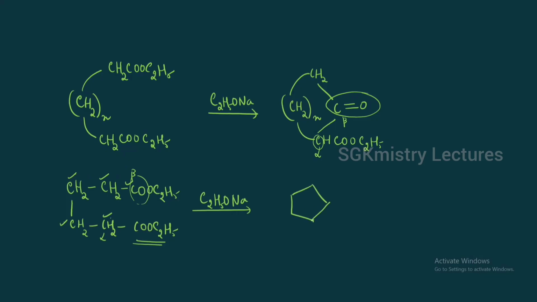So this is the alpha carbon if I'm considering. So to this, I have COOC2H5 that is attached. Now, in the beta position, there is a keto group. So now I have got the beta keto ester, that is the cyclic beta keto ester that is obtained. So now coming on to the mechanism.